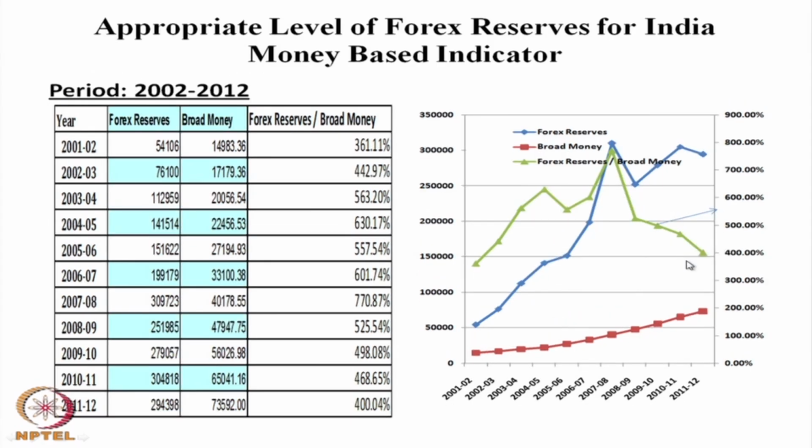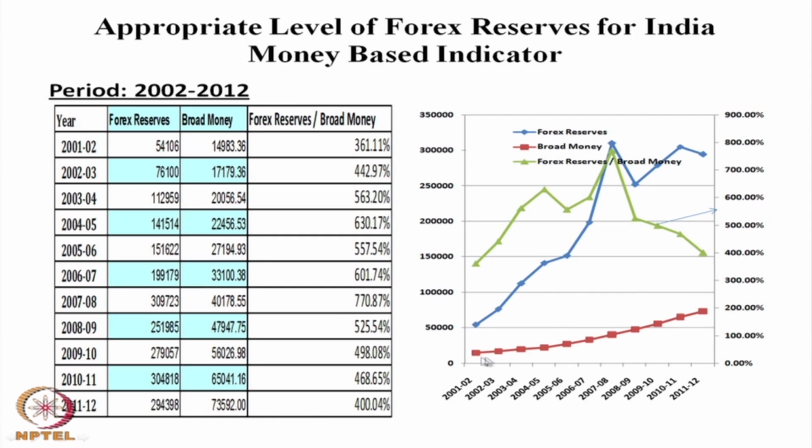If you see 2002-2012, the consolidation phase of reform, that graph also shows the red line indicating the broad money supply, and the forex reserve, the blue line, increasing over the years. The green line indicates the forex reserve to broad money supply, and this is also declining over the years. It was quite high up to 2008-9, after that continuously declining, and this indicates that there is increasing strength in our domestic economy. There is no capital flight because of excessive money supply in the economy.